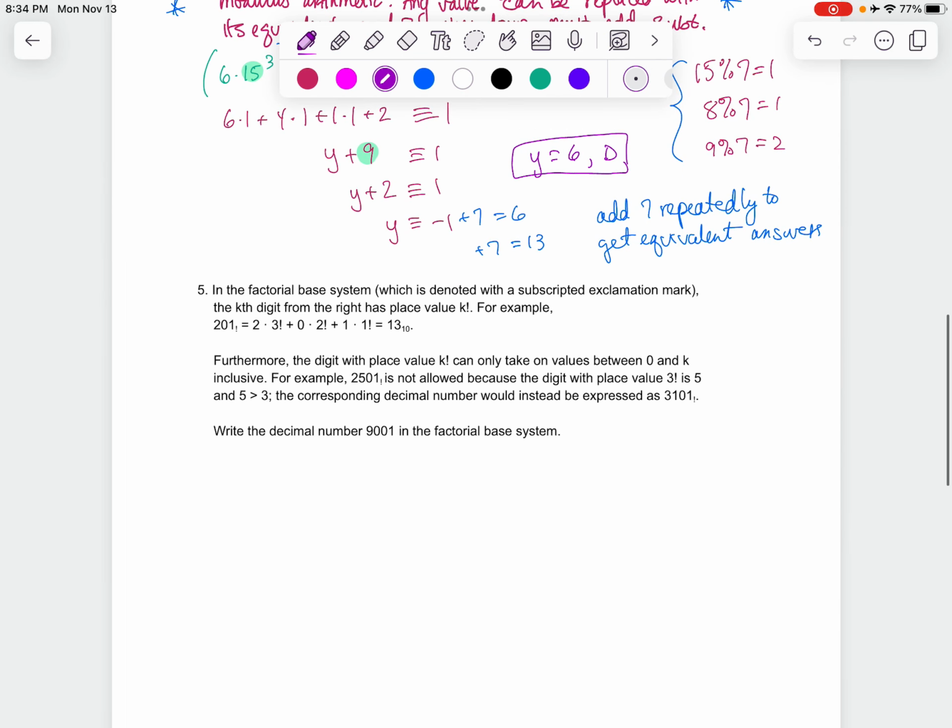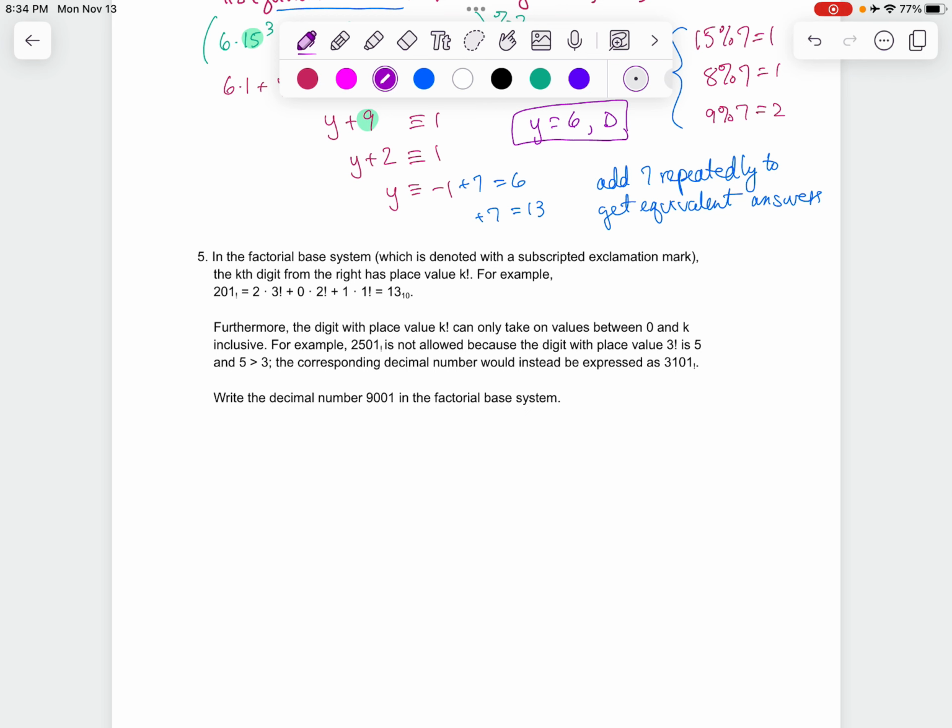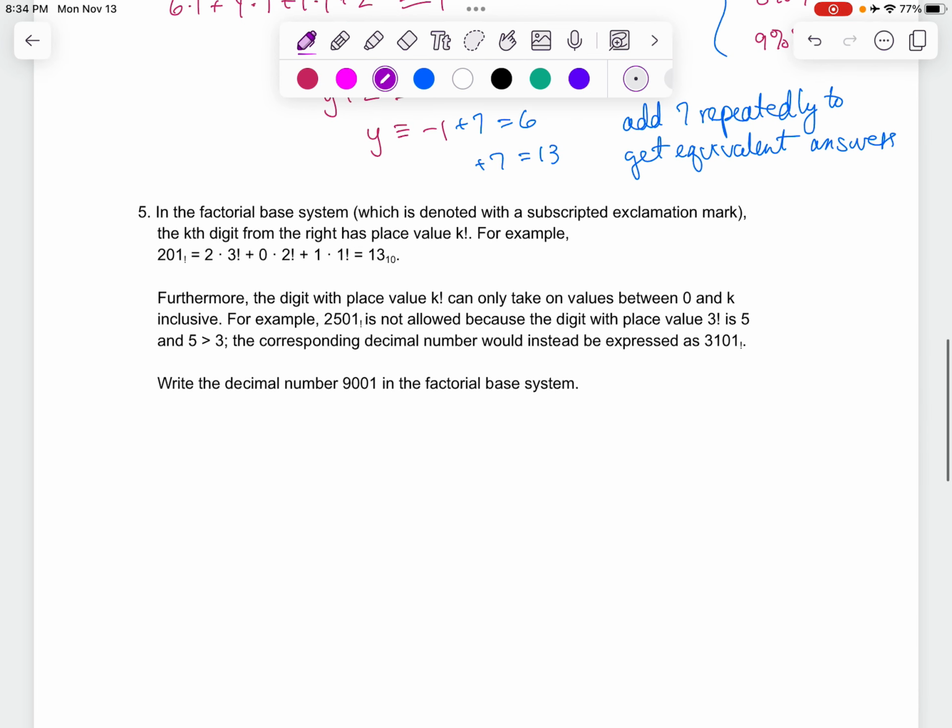All right, so this next problem deals with the factorial base system. This base system is denoted with a little exclamation point for the base. The way that this is described is that the kth digit from the right has a place value of k factorial. So when we look at this expansion here, we can see 1 factorial, 2 factorial, 3 factorial. And that is how they expand it out, okay?